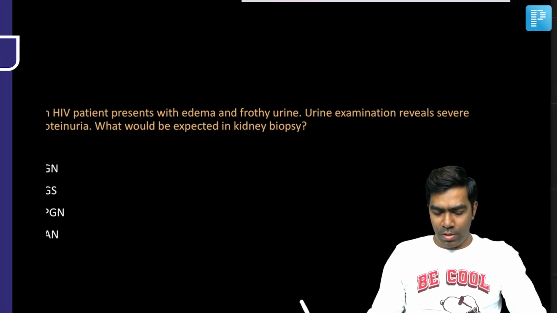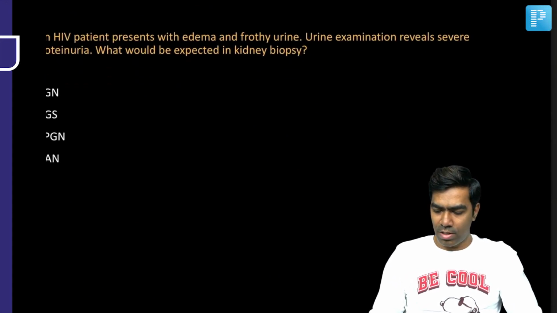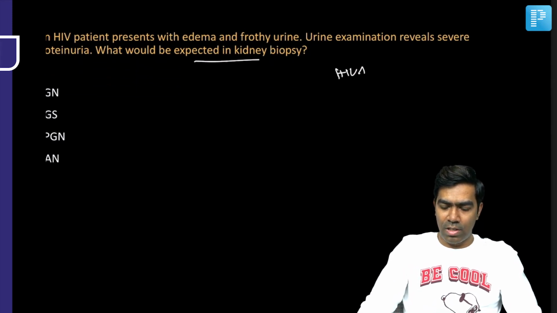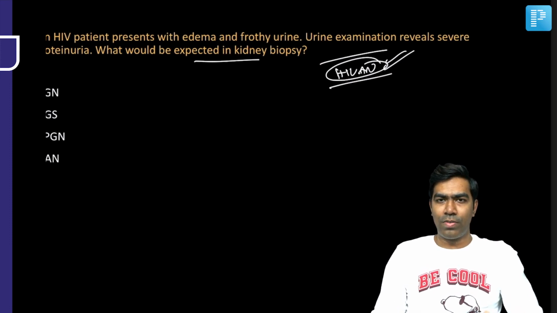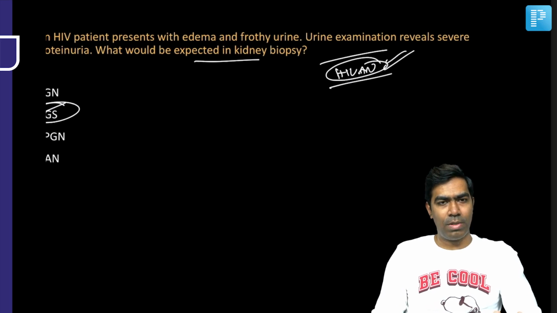And coming to the next question, an HIV patient presents with edema and frothy urine, examination reveals severe proteinuria. What would be expected in the kidney biopsy? And we know that HIV-associated nephropathy is the most common form of kidney injury or glomerular injury when it comes to HIV patients, and characteristically HIV-associated nephropathy will be associated with the collapsing type of FSGS. So the right answer for this question is option B. That is straightforward.